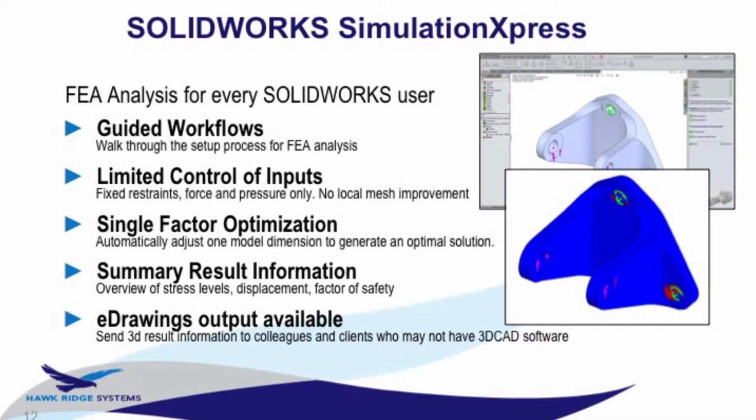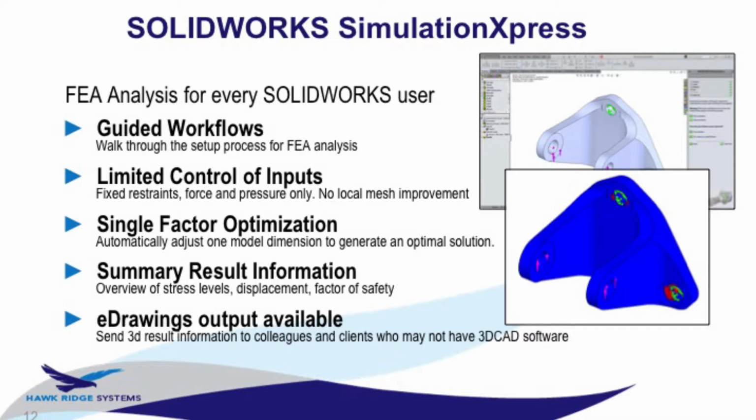That's it. No assemblies, no multi-body parts. It has limited inputs and control, fixed restraints only, forces and pressures only. It cannot adjust the mesh in certain areas. It can only adjust the global mesh density. But it does feature an optimization tool. We can adjust one model parameter to improve the model, to make it better, to make it lighter while meeting a certain strength goal.